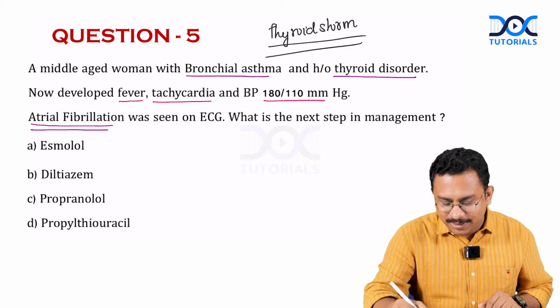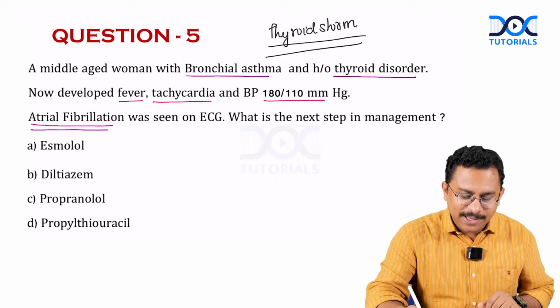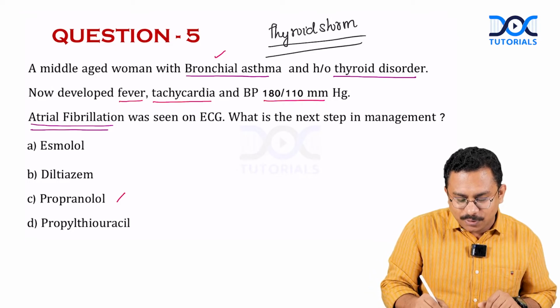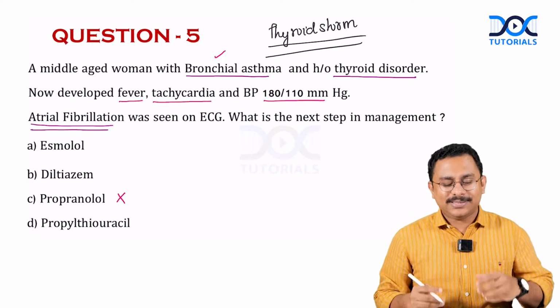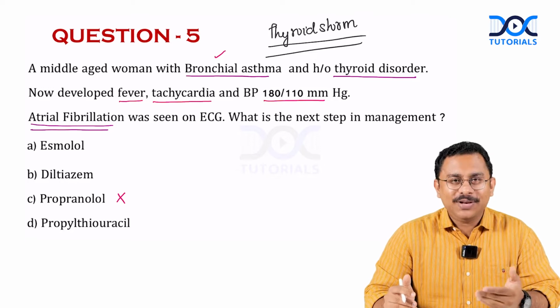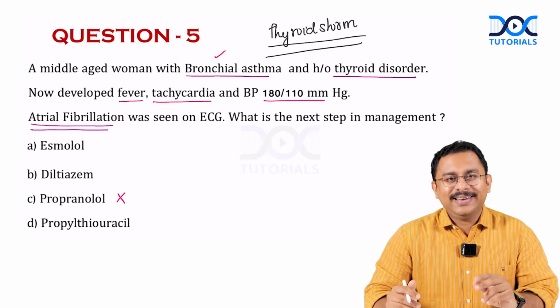Propranolol is not a cardioselective beta blocker, and especially in the context of bronchial asthma, you're not supposed to give propranolol because it is likely to worsen it. So propranolol will not be a choice. So what about esmolol and diltiazem?